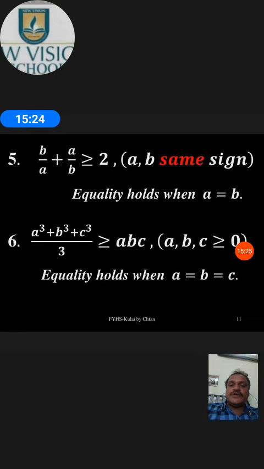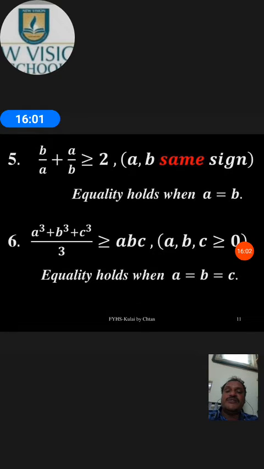Now the fifth important inequality: b by a plus a by b is always greater than or equal to 2, when a and b have the same sign. That is very important, and equality is maintained when a is equal to b. You know, my dear students, x plus 1 by x is always greater than or equal to 2. This can be proved using the AM-GM inequality, right?